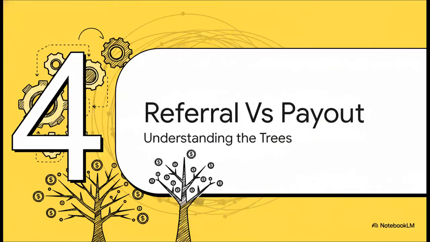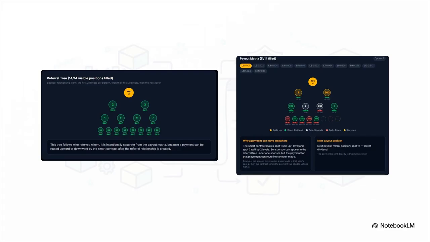Section 4. Referral versus payout trees. Okay, this is probably the biggest point of confusion for new users, so let's clear it up. The system provides two distinct views to help you track your progress. The referral tree simply tracks who invited whom. It's your direct lineage, your family tree, basically. But the referral tree doesn't dictate where the money goes. The payout matrix dictates the money.